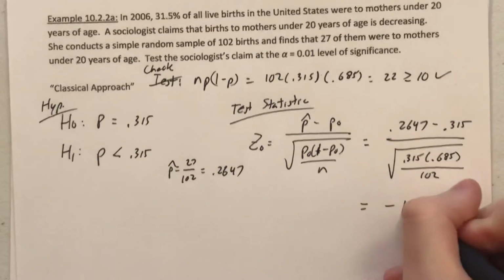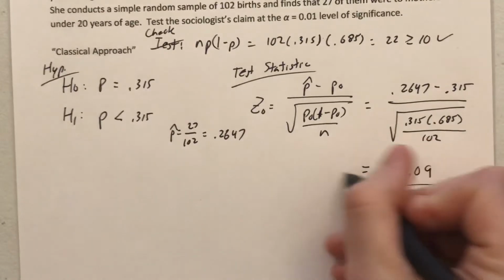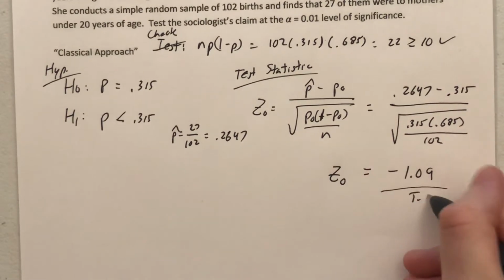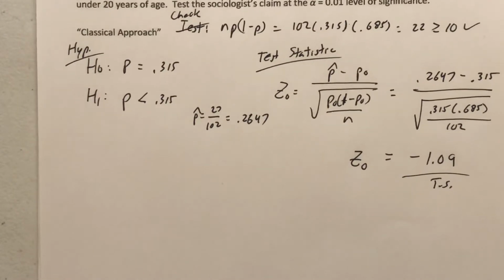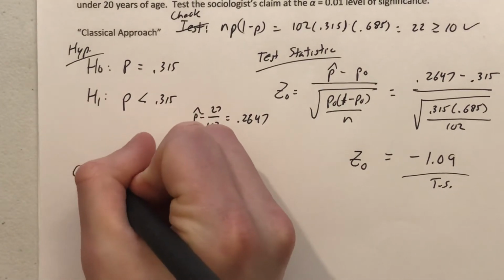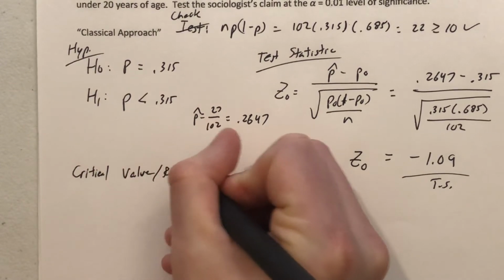All right, getting negative 1.09. So again, that is what we would call Z0, or again, to abbreviate, the test statistic. So with a classical approach, our next step is to find that critical value and region.